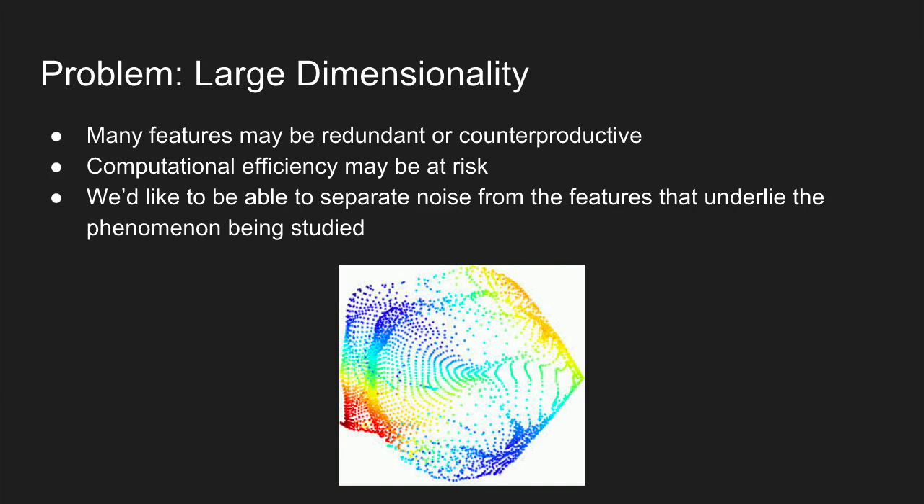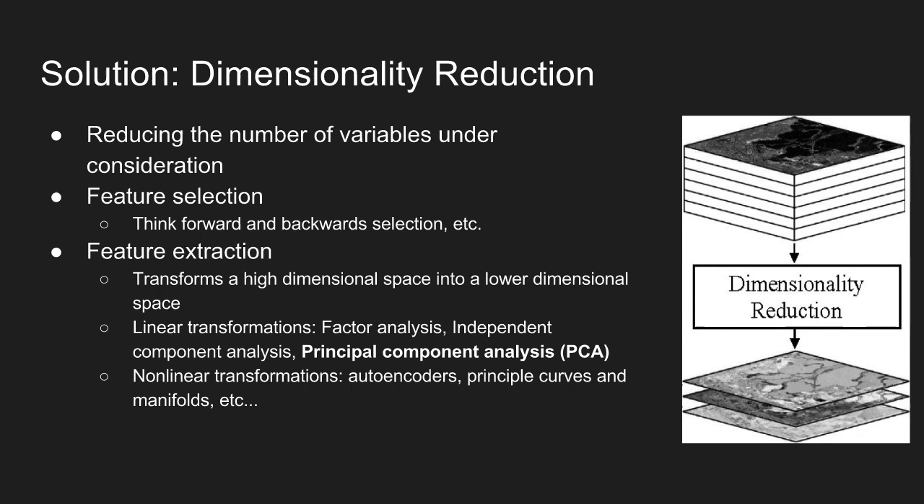Again, our goal here is to be able to separate noise from the features that capture the phenomenon being studied. When we have this large dimensional data, how do I extract the relevant stuff from the noisy stuff, and how can I only use the relevant stuff? So the solution: dimensionality reduction. We want to reduce the number of variables under consideration.